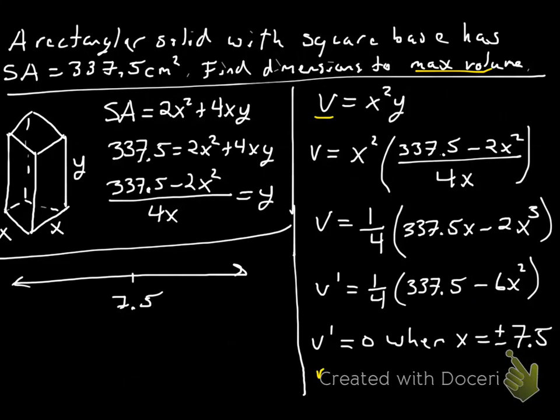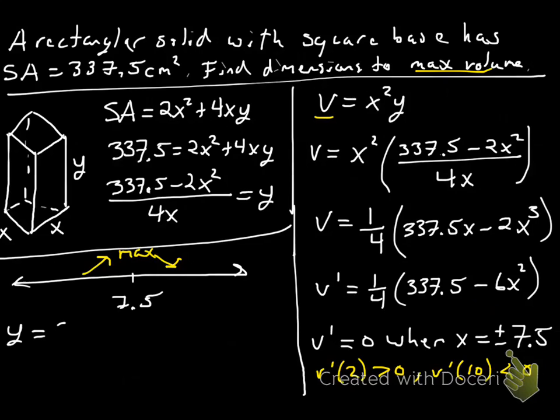Okay, so I'm going to choose something smaller than 7.5. I'll let you crunch those numbers on your own. V prime of 2 is going to be positive, so that means we're increasing to the left of 7.5, and then we'll try something like 10 to the right, and we get a negative, which means the volume's decreasing. So when we go from increasing to decreasing, we're going to have a maximum at 7.5.